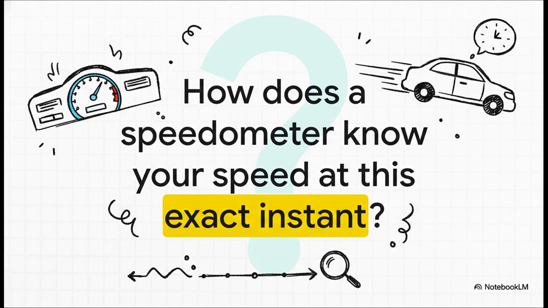So let's just dive right in with a question you've probably never really stopped to think about. You're driving, you glance down at your dashboard. How does your speedometer know how fast you're going at that exact instant? I mean, it's not your average speed over the last 10 seconds, it's your speed right now. How is that even possible to measure?